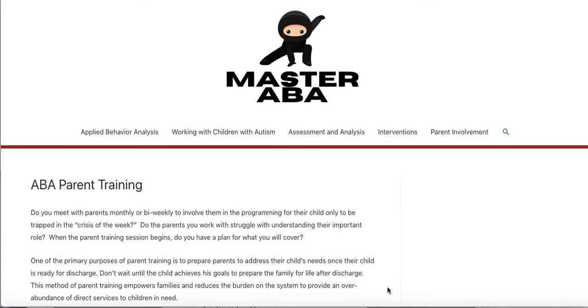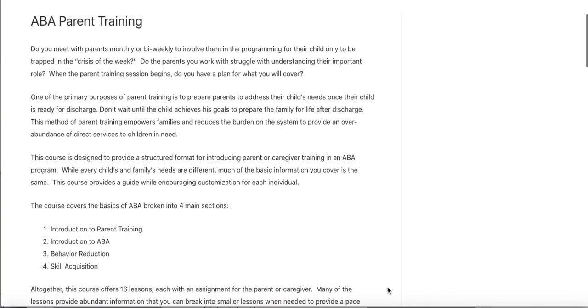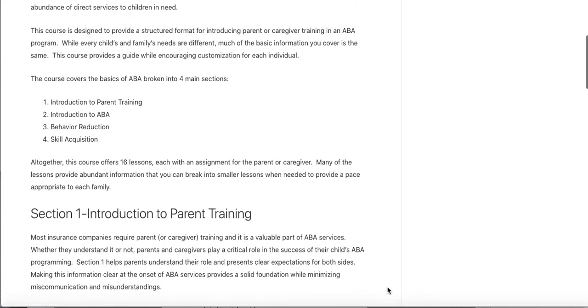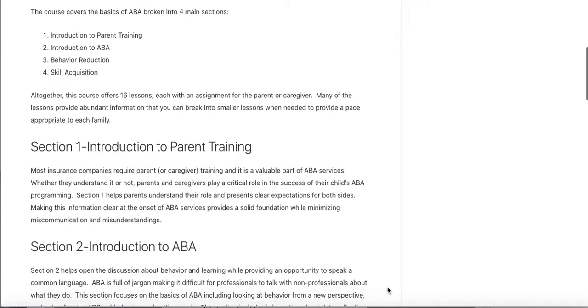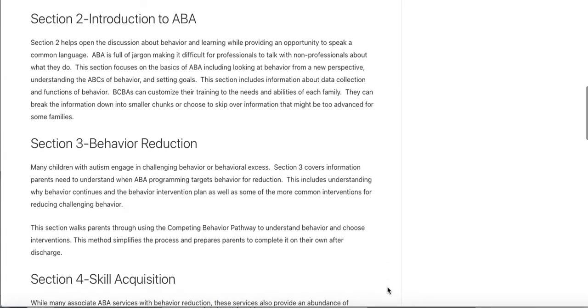resource that you can use during your ABA parent training. Essentially, what you can do is log in during a parent training and start reviewing some of the information in each of the lessons.